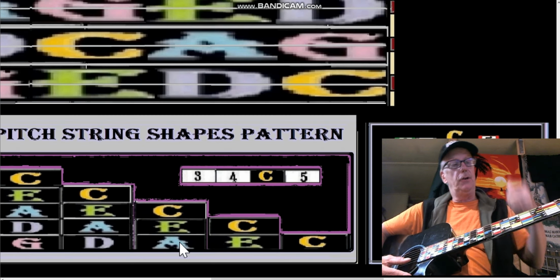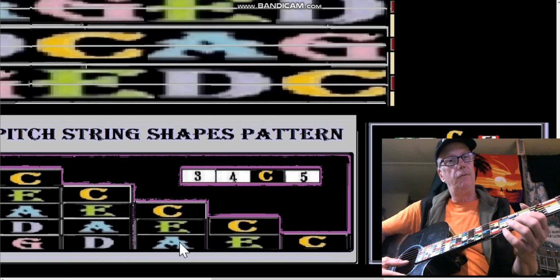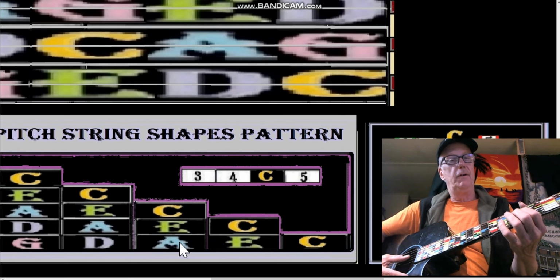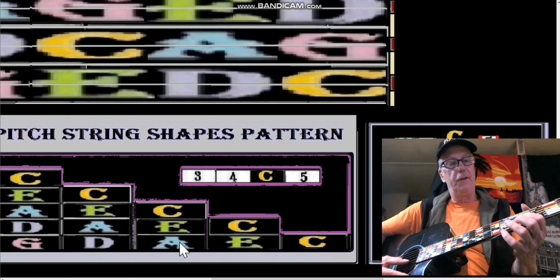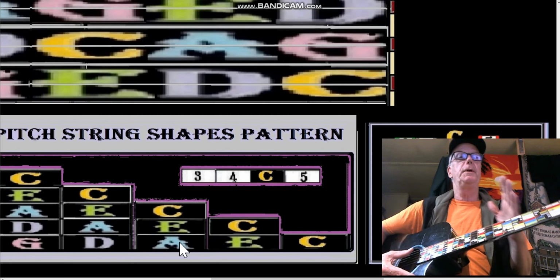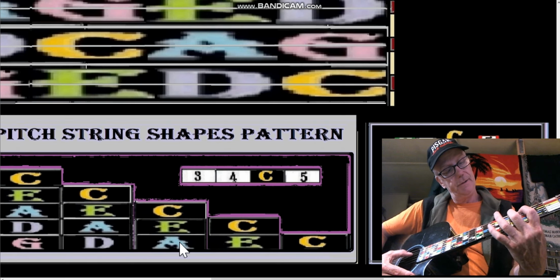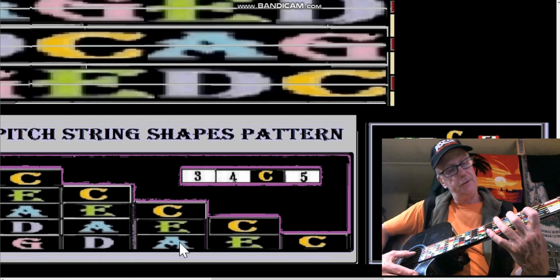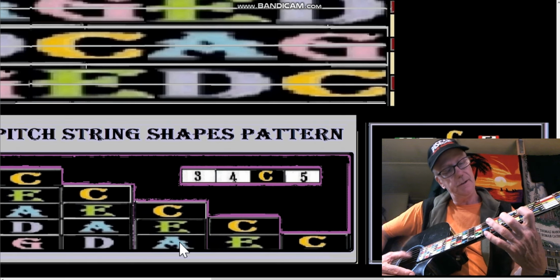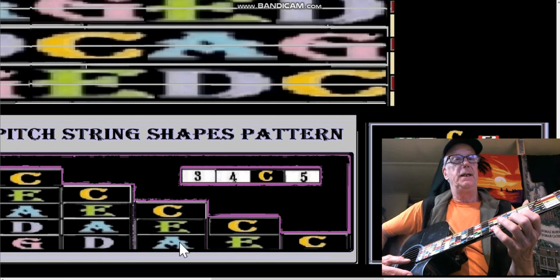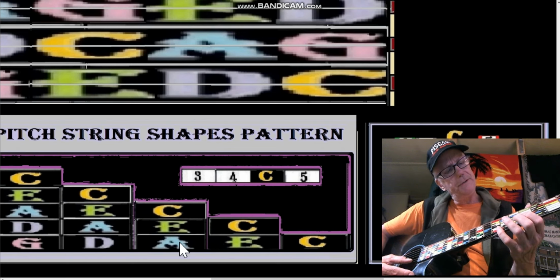When you're going down, you're going in fifths: fourth, augmented fourth, fifth, augmented fifth, fifth, fifth, fifth. But when we're going up in string shapes, we go up in fifths. C, fifth of C is G, fifth of G is D, fifth of D is A, fifth of A is E. And of course, the fifth of the A shape is E, but we warp it up.